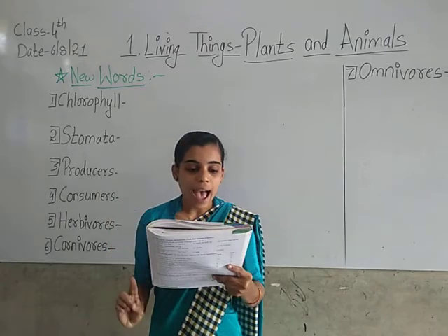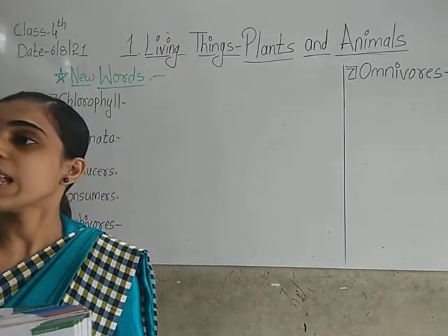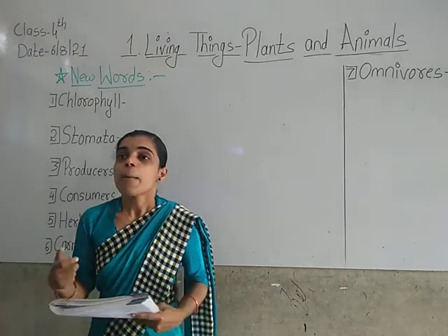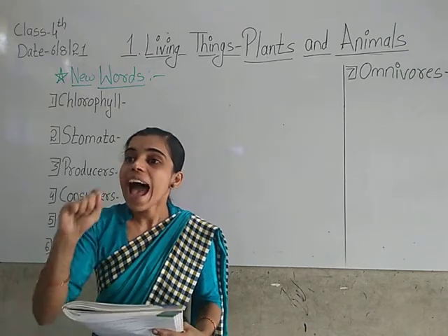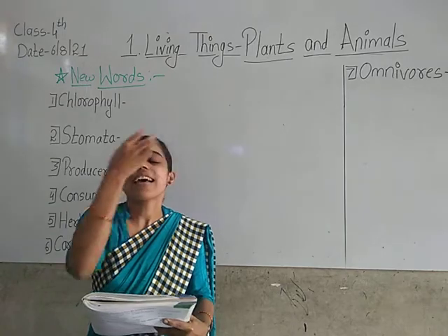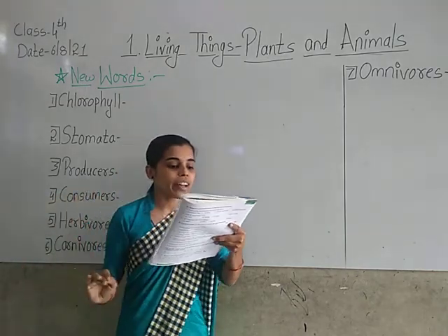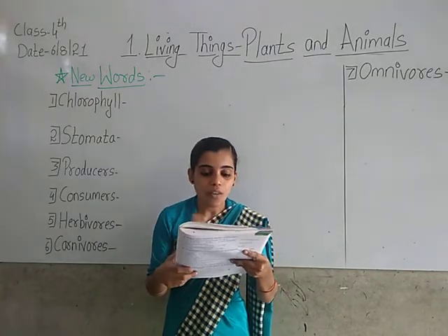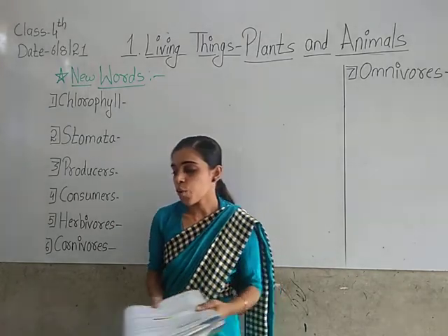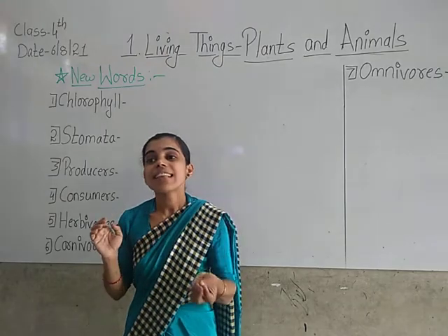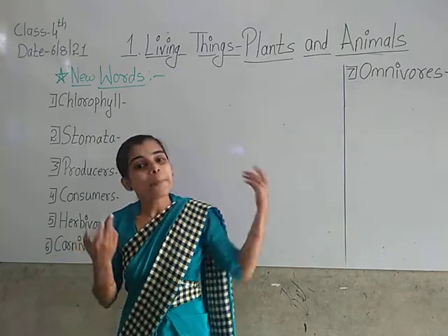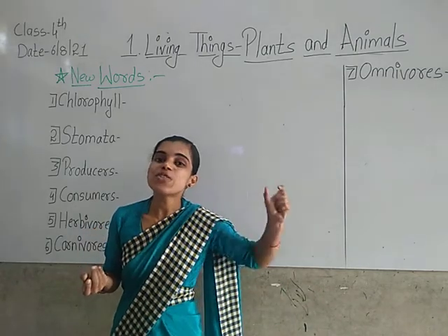The third point, the plants are the producers of the living world because they produce their own food. So, plants are called producers. They prepare their own food. And the animals are called consumers. They depend on the plants and other living things. Fourth point, children. Animals are consumers of the living world since they consume plants and other animals too. So, we call the animals consumers. It means they cannot prepare the food. So, animals are dependent on other animals or plants for food. We call them consumers.